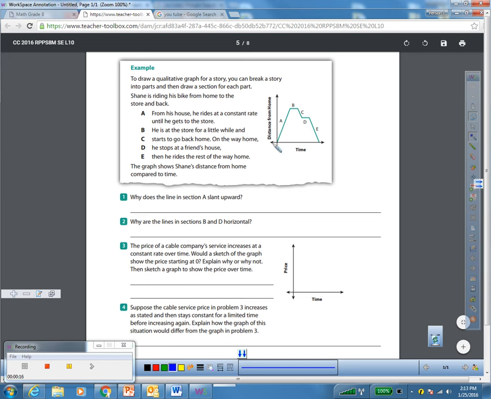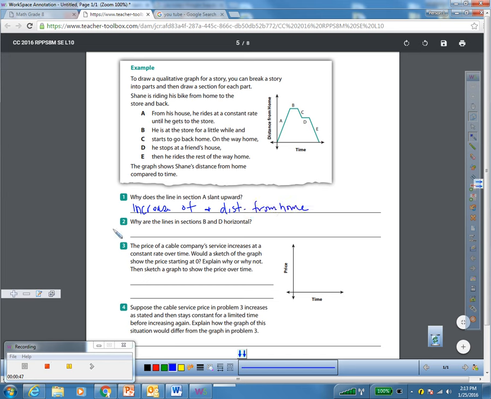If you look, it's talking about Shane and his distance from home. So at the beginning, he's riding at a constant rate, and his distance is increasing from home. So you would say that it's an increase of time and distance from home. I'm going to abbreviate here.